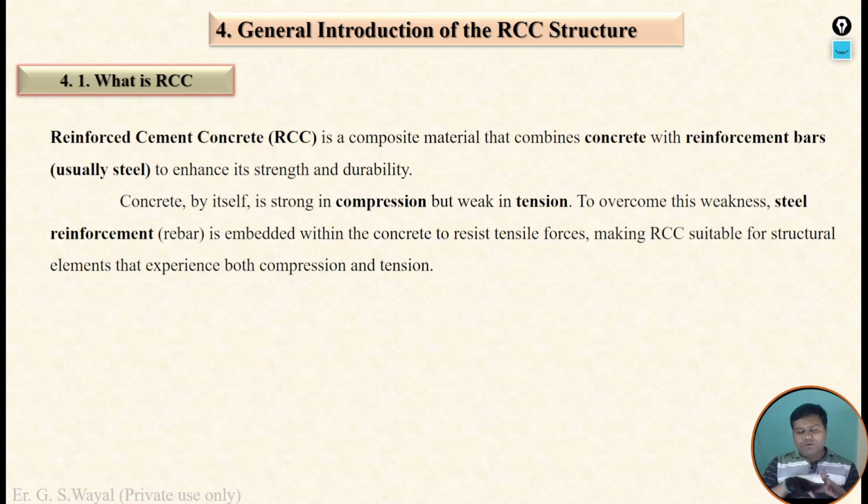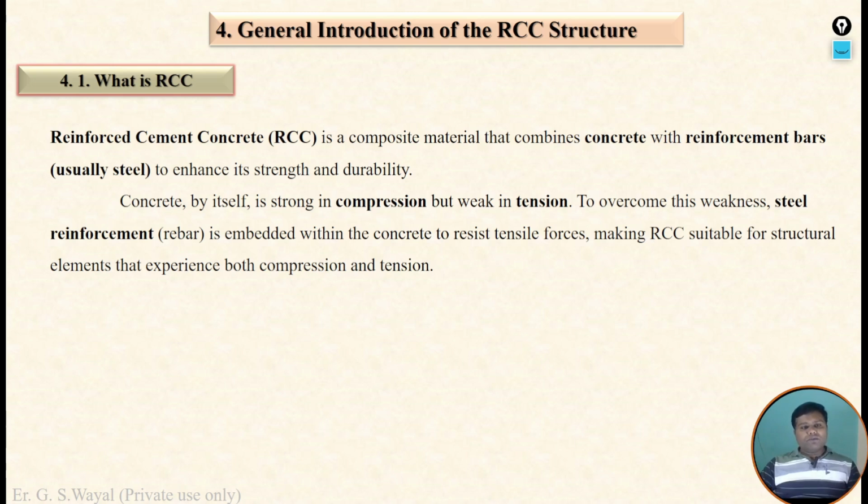Now we come to our main topic, that is the general introduction of RCC structure. In general introduction, we are just focusing on RCC, meaning reinforced concrete structure. Some people also say reinforced cement concrete structure. So we will discuss the reinforced concrete structure from this point.